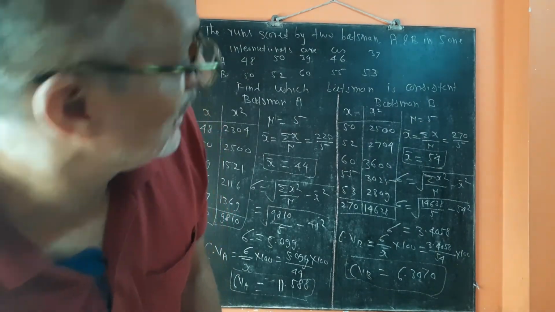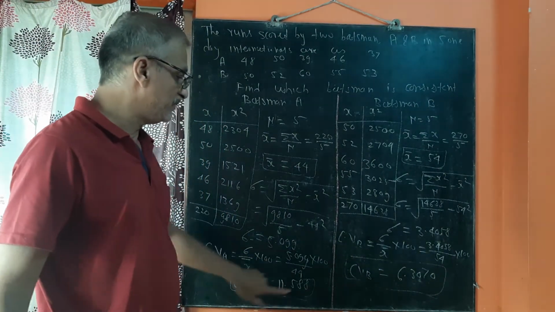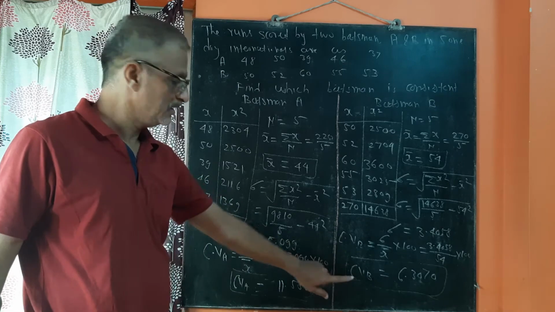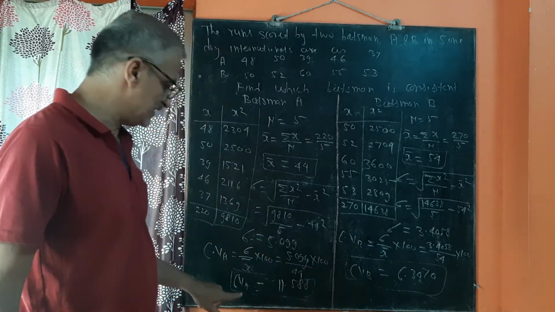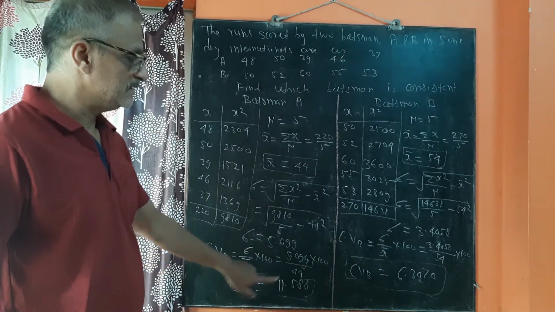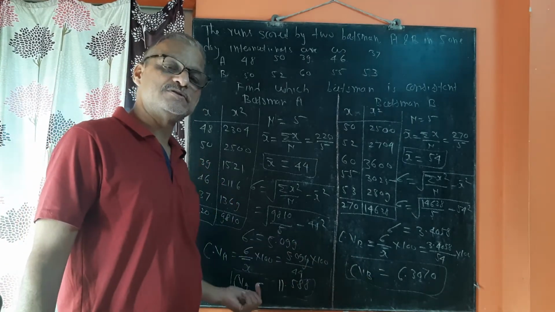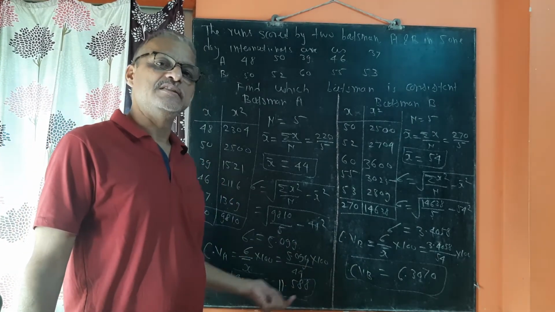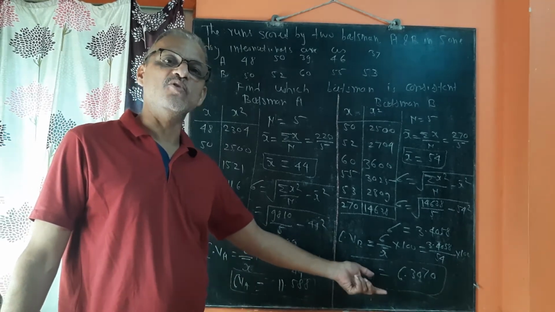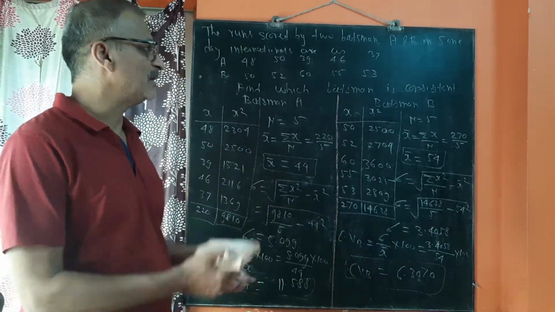Now if you compare the values of CV of A and CV of B, you will get CV of B is less than CV of A. Since the coefficient of variance of the batsman B is less than the coefficient of variance of batsman A, therefore the batsman B is more consistent than the batsman A.